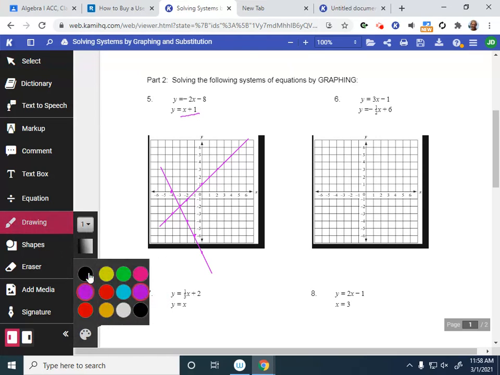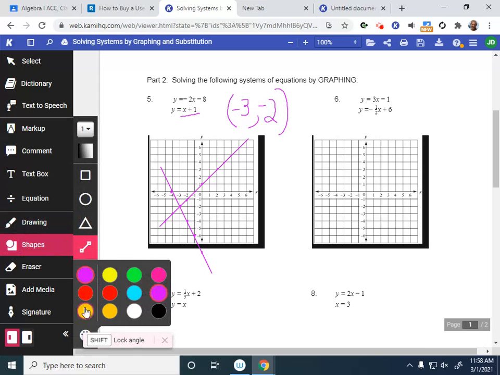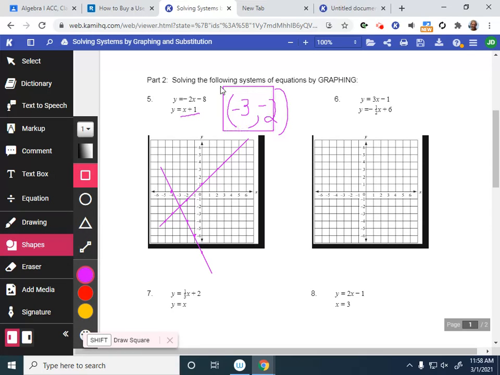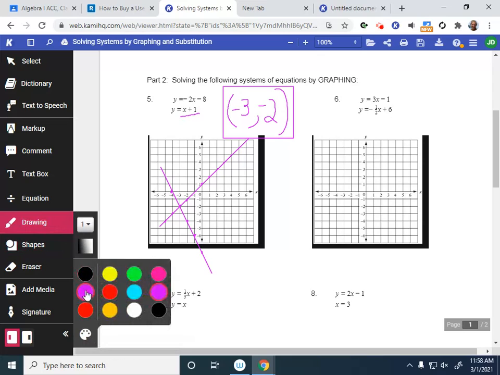So my answer is, I could do a text box or just write it out. I'm at negative 1, 2, 3. So I'm at negative 3 on the x, and I'm down 2 on the y. So that is my answer. If you're still getting your points and your coordinates mixed up, it's time to stop doing that. All right, let's take our next one.